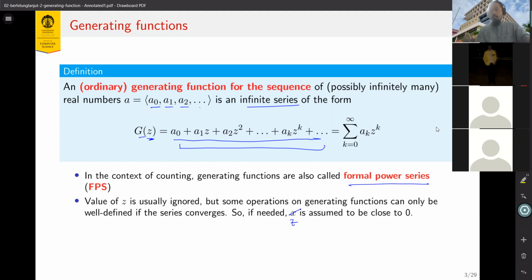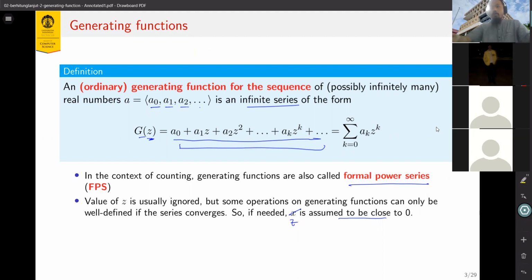All right. Now, in some cases, some operations require that the series converge. So in that case, z may be assumed to be close to 0, but we never say what the value of z is, and we do not compute g(z) by putting the value of z inside. At most, what we can do is assume z to be close to 0, so less than 1 and very close to 0.